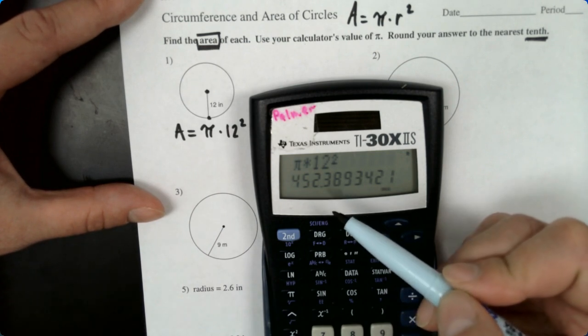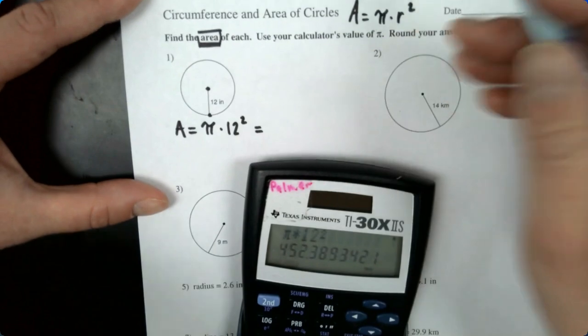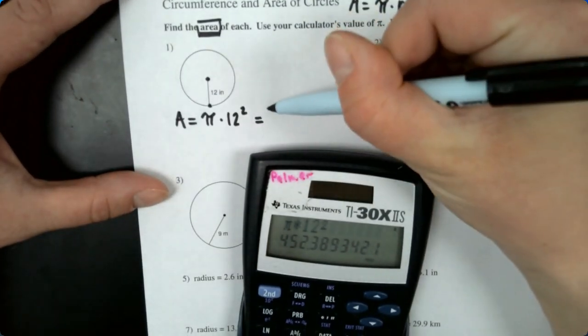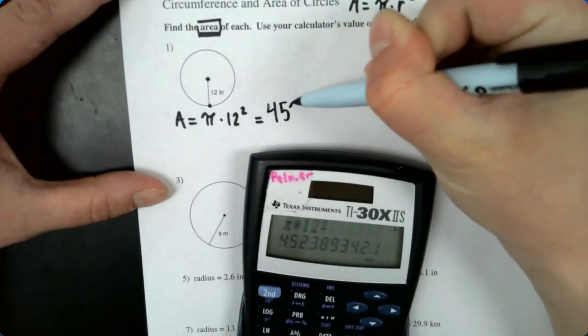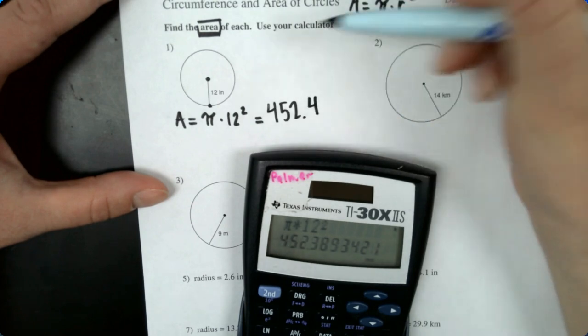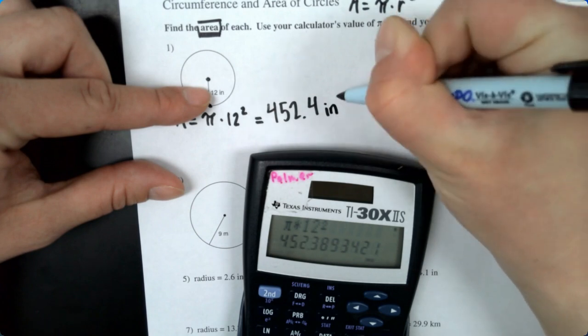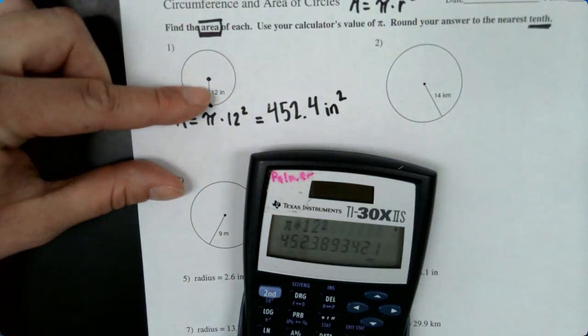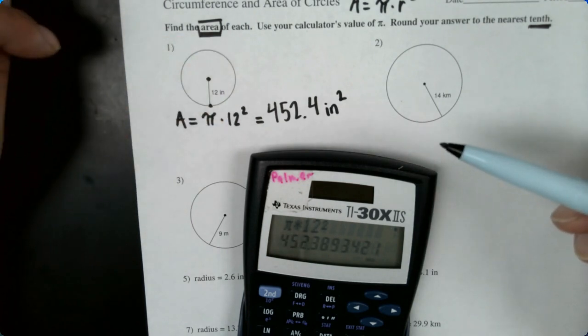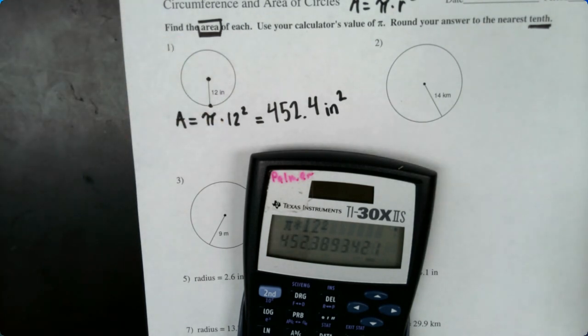Are we okay there? Okay. So let me try to fit my arm in here. 452.4, and then I need to label the units. This is in inches squared. And that tells me that this is an area. This is not a length, this is the area. Okay, we're doing okay so far?